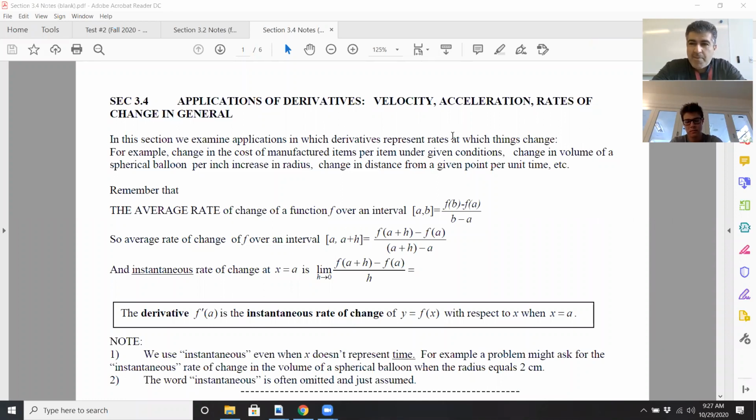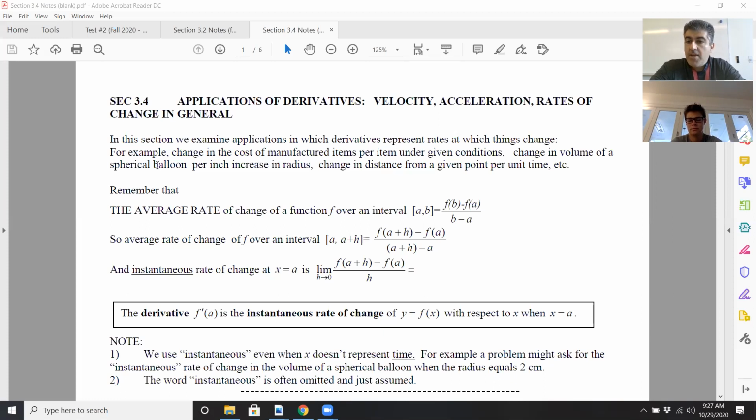We've kind of talked about that, like looking at derivatives as slope, and the slope as a change, right? Like that Twitter example we did, I think in section 2.4. For example, change in the cost of manufactured items per item under given conditions, right? Like, if you own a company and you want to know, if you make 2,000 items, what will be the cost per item? Sometimes that might change if you made 10,000 items.